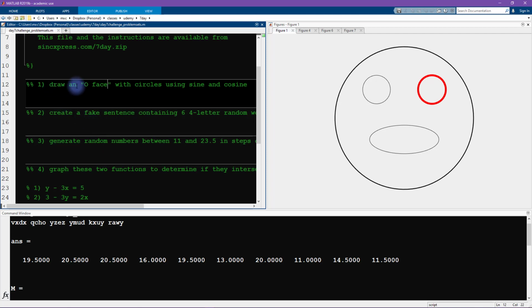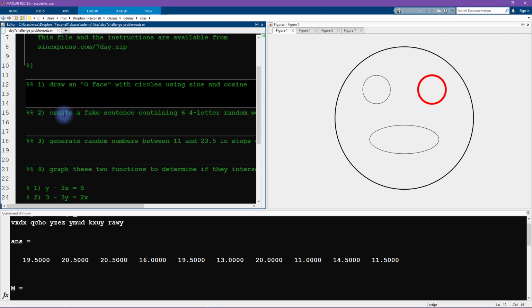Exercise 1 is to draw what I call an O face using circles, and here the idea is that you're only allowed to use the functions sine and cosine. And you want to draw a face that looks like this. So you can see that it's a bunch of circles, well, 3 circles and 1 oval, and I created all 3 of these using sine and cosine.